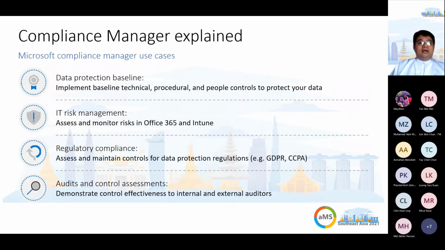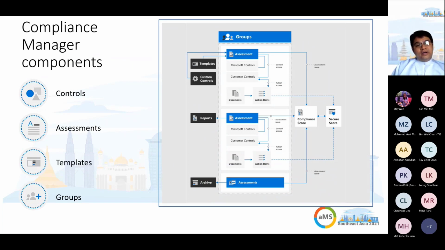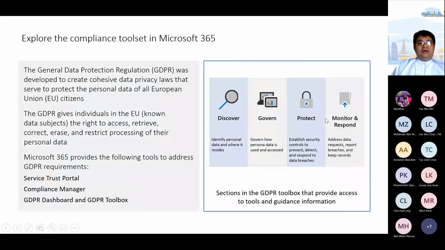Okay, and then the compliance manager, how to explain this? It explains data protection, IT risks, regulatory compliance, and audit. This is very important. Audit and control access. Microsoft 365 Compliance Manager can do these. Okay, and the compliance manager components, which components? There are 4 things: control, access management, template, and group. These are the compliance manager components. You can see this picture. This is our group, and the assessment, and the other is Microsoft 365. Security scope and compliance scope are combined and work together. This is very important. Okay.